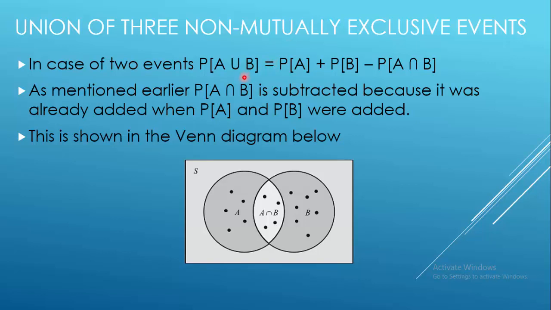When they are not mutually exclusive, as we have discussed earlier, then we have to subtract this intersection of the events A and B in order to avoid the repetition, because this part has already been added. When we added A and B, this part was already added, so we have subtracted this one to get rid of this. It is shown over here in the Venn diagram as well.